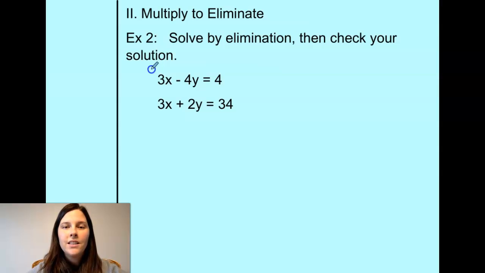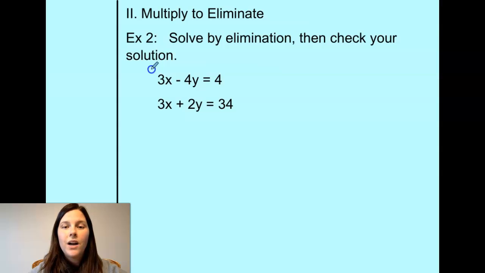So let's take a look at example 2. We're going to study those coefficients. We have a 3x and a 3x. So I'm close. They're both a 3, but they're both positive. So if I added these equations together right now, my x's would not cancel. They would combine to give me a total of 6 x's.